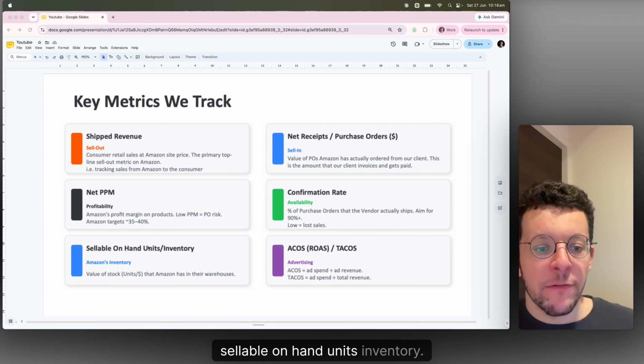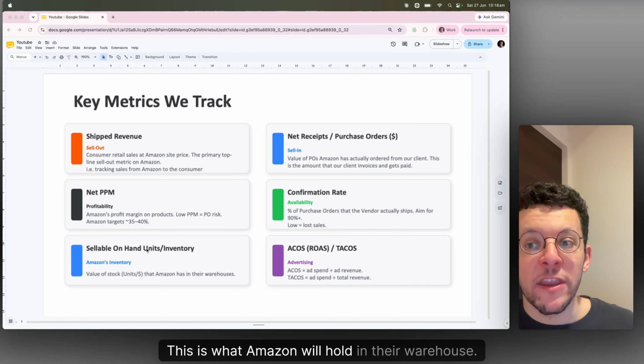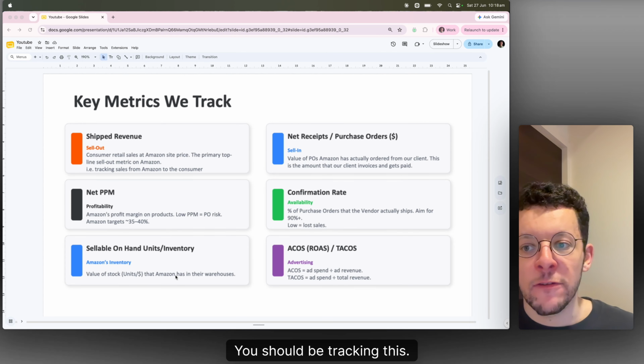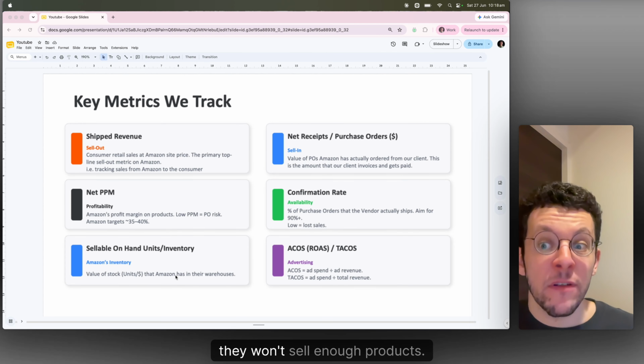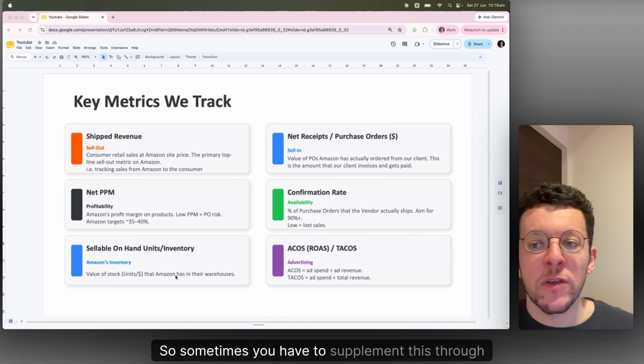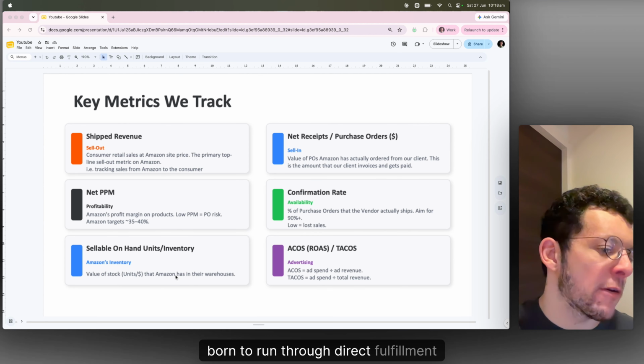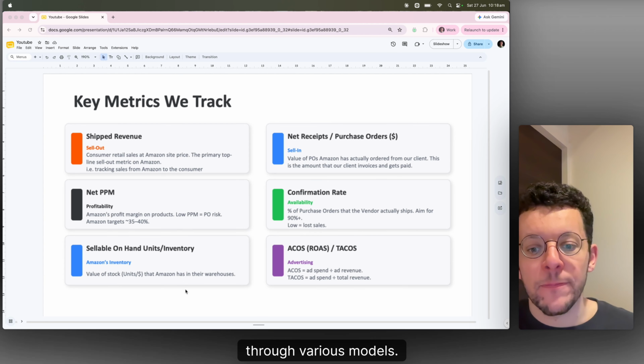Sellable on-hand units inventory. This is what Amazon will hold in their warehouse. You should be tracking this. If Amazon doesn't have enough inventory, they won't sell enough products. So sometimes you have to supplement this through Born to Run, through direct fulfillment, through various models.